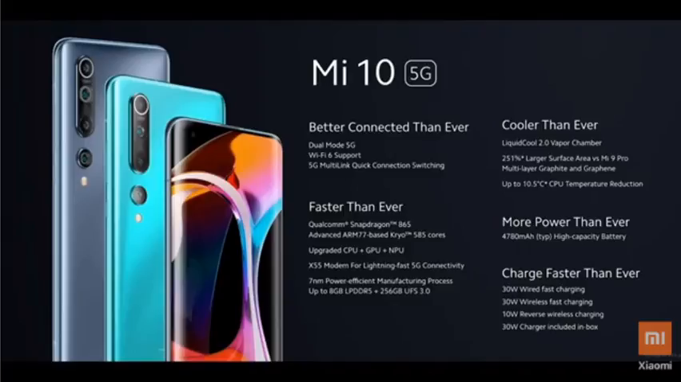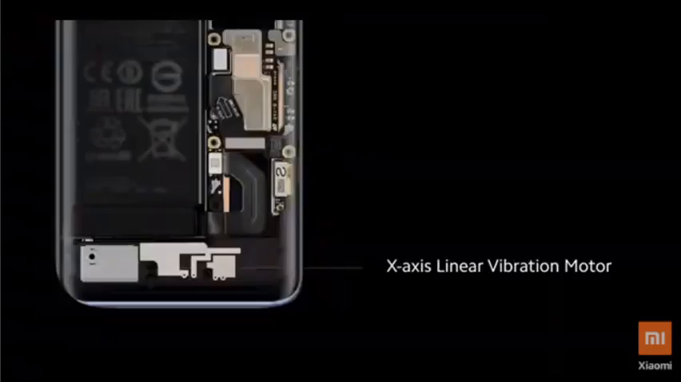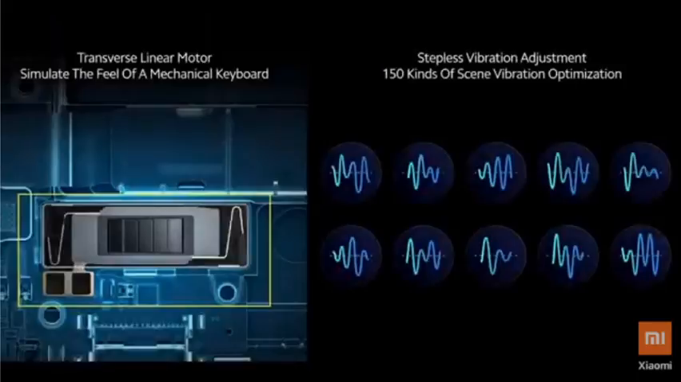The last thing which I wanted to cover today is the overall device experience and how your device reacts when you actually interact with it. We have completely reworked the haptic engine feedback on the Mi 10. Allow me to quickly explain. We are introducing an X-axis linear vibration motor which simulates the feel of a mechanical keyboard. Not just that, we combined it with 150 different frequencies matched with different use case scenarios to offer a unique haptic feedback every single time.